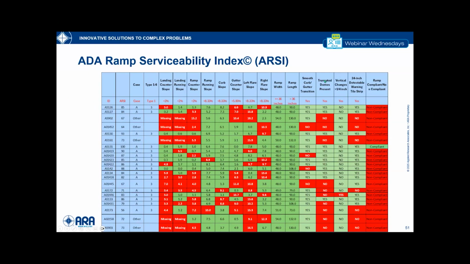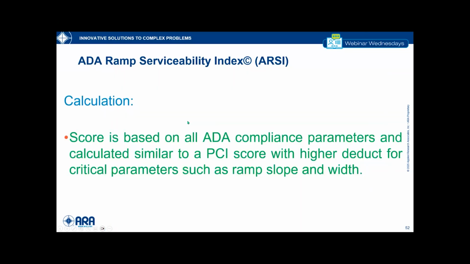Now, of course, if there's no truncated domes, that's a yes or no. So that is a simple calculation. But you know, the slopes, they are all graduated for how much they reduce that serviceability index. And I'm not going to get into the calculation here, but it's simply a spreadsheet, and we use a weighted calculation on deductions to give the serviceability index.